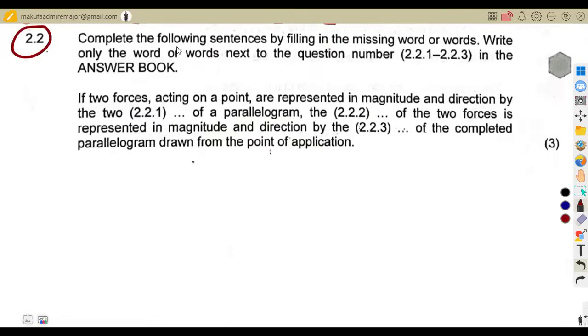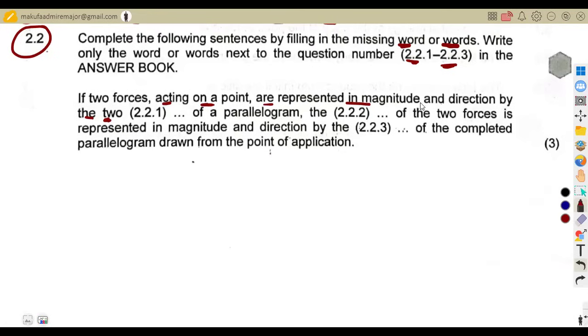On question 2.2, complete the following sentences by filling in the missing word or words. They are supposed to be either a word or words there. Write only the word or words next to the question number, from 2.2.1 up to 2.2.3. If 2 forces acting on a point are represented in magnitude and direction by the 2, all right, so if we check, this is our parallelogram, from the parallelogram of forces. So if we take from that, parallelogram of forces, remember, they can even ask you to describe this.